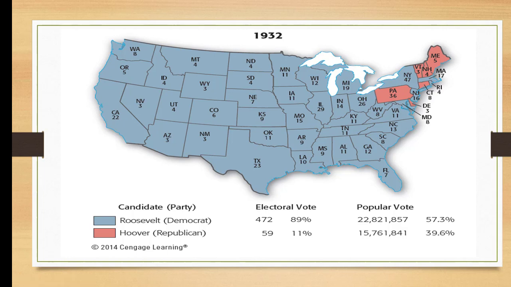Next part of the series is going to look at Franklin Delano Roosevelt and his approach to the Depression and the First New Deal.